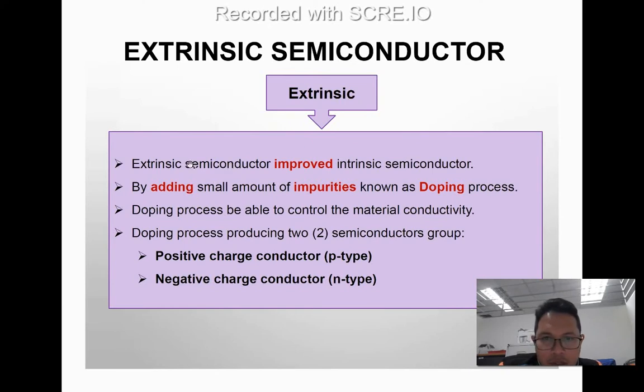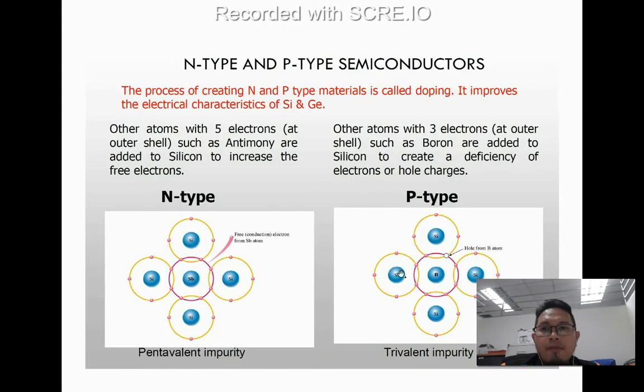So extrinsic is an improved intrinsic semiconductor, where we introduce impurities through a doping process. This doping process can control the material conductivity to produce two different types of semiconductor group. We have P-type and N-type semiconductors. The process, as I mentioned before, is called doping. It improves the electrical characteristics of silicon and germanium.